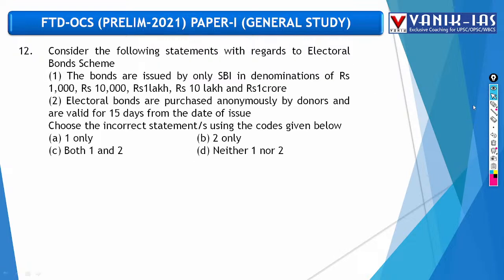Next question. Which of the following statements is correct with regard to the electoral bond scheme? The bonds are issued only by SBI in denominations of 1,000, 10,000, 1 lakh, 10 lakh, and 1 crore.